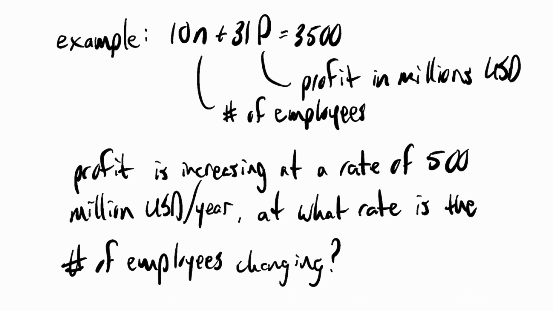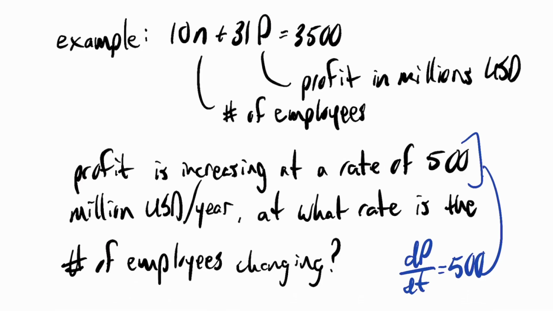Okay, so this 500 million, this is the rate of change in the profits. This tells me that dp dt equals 500. The profit is increasing at a rate of 500 year over year, okay? At least for that year. It could be different for the following year.